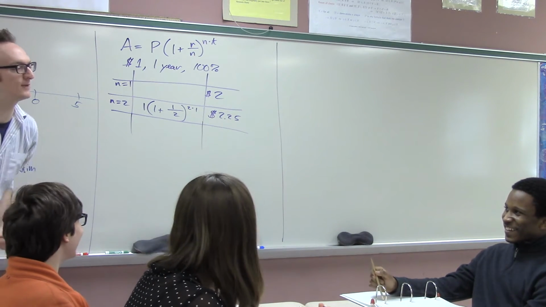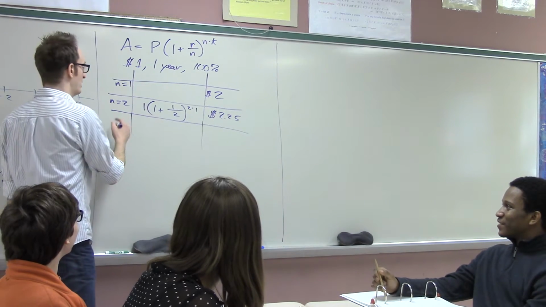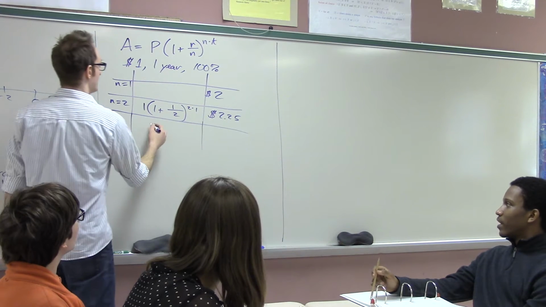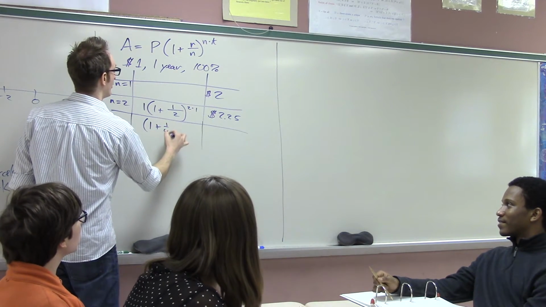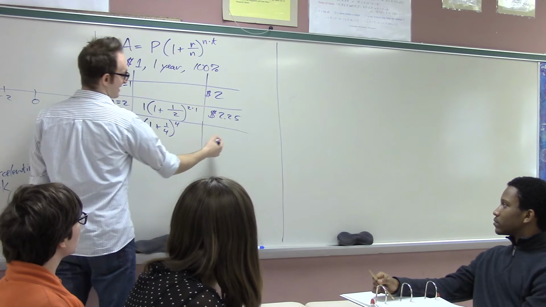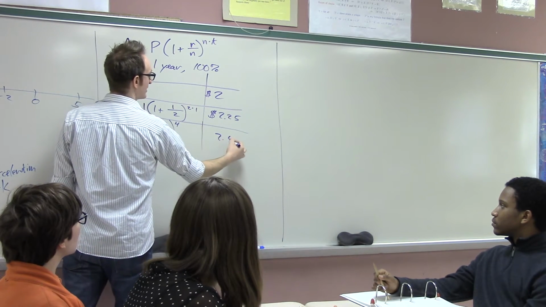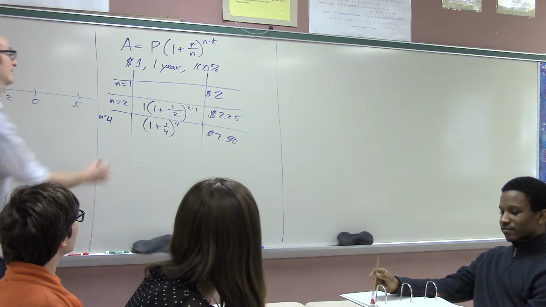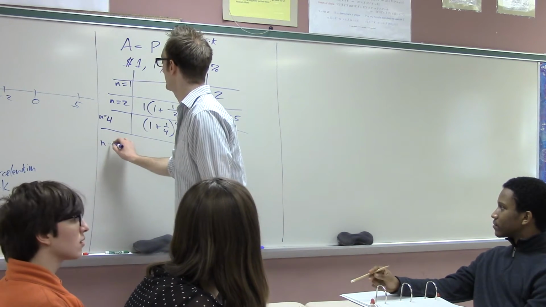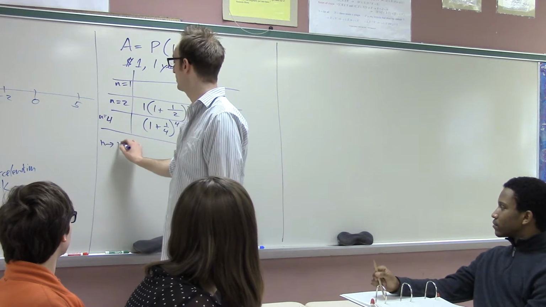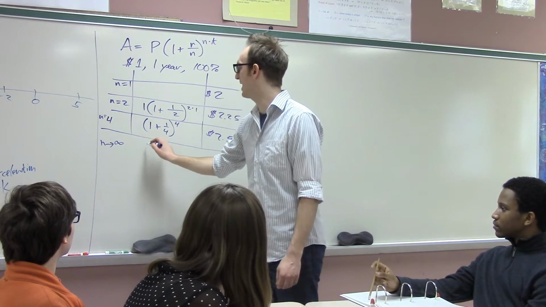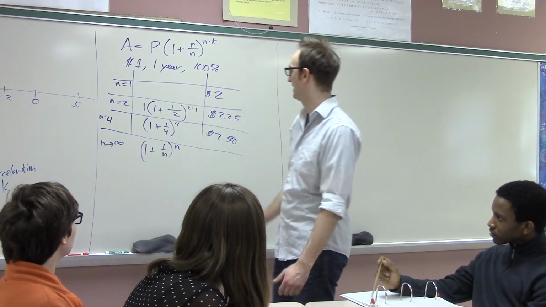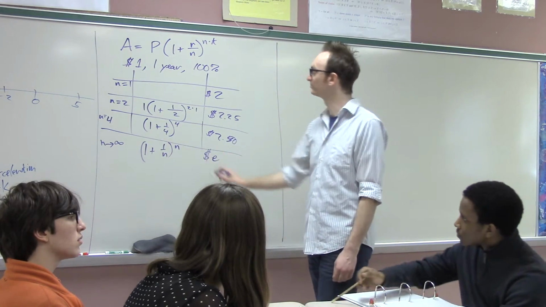What happens if we compound more often, like n equals 4? Then we get 1 plus 1/4 to the 4th, and that turns out to be, I can't remember, like 240 or something. I'm just making up numbers. And so then what happens is, if we do this infinitely often, so if we let n go to infinity, then I have this expression 1 plus 1 over n to the n, and what we end up with is e.